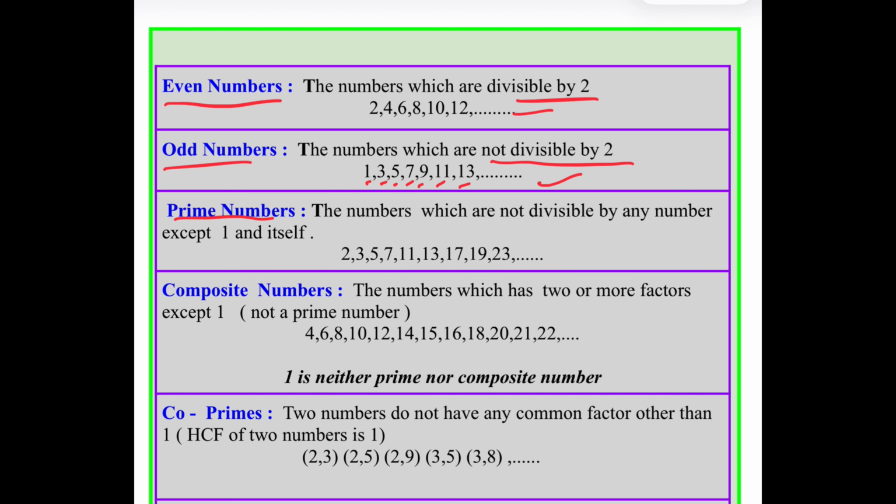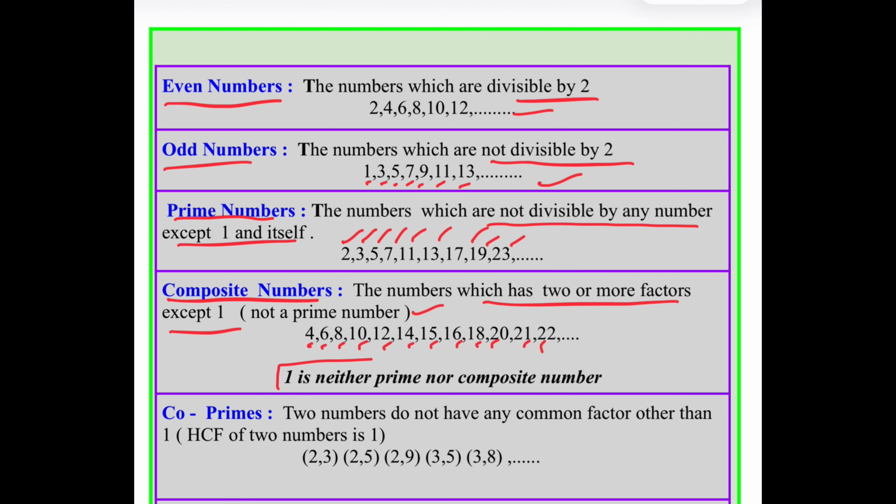Next, prime numbers. The numbers which are not divisible by any number except 1 and itself. They are 2, 3, 5, 7, 11, 13, 17, 19, 23 and so on. Next, composite numbers. The numbers which have 2 or more factors except 1, it is not a prime number. They are 4, 6, 8, 10, 12, 14, 15, 16, 18, 20, 21, 22 and so on. One is neither a prime number nor a composite number.